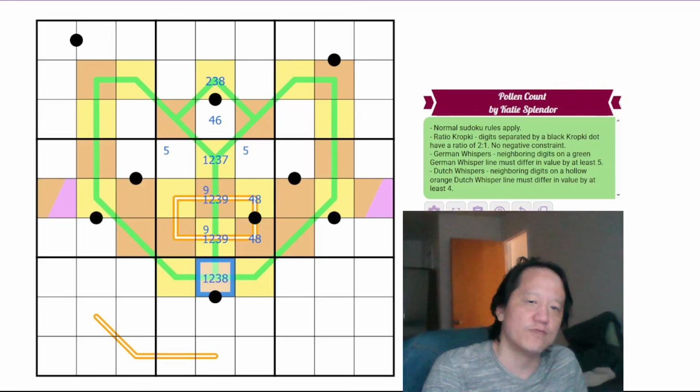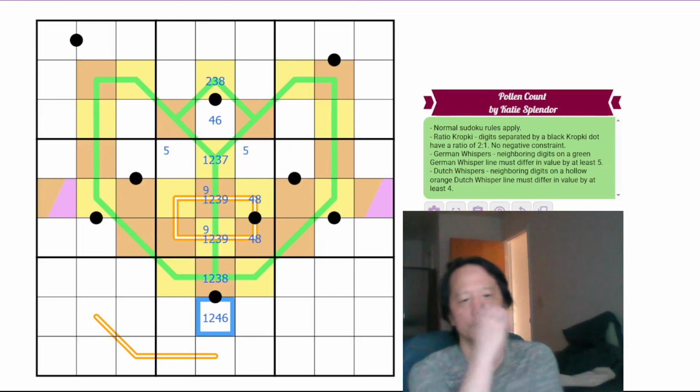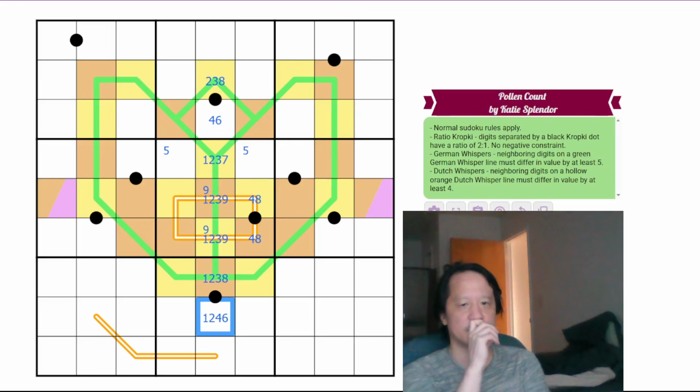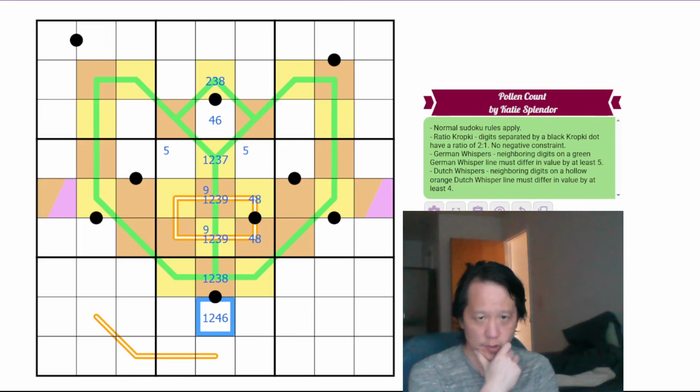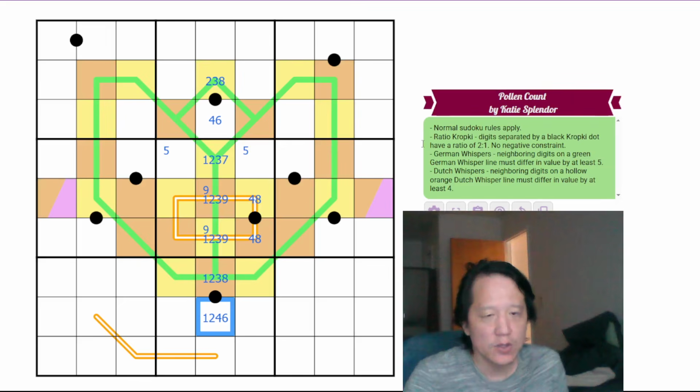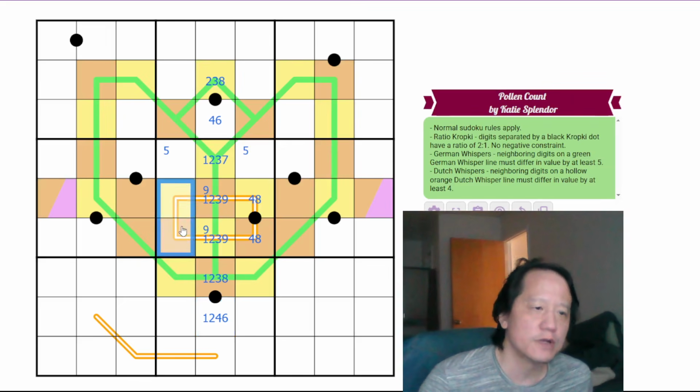So we could have 1 here, and that could be a 2 here. That is possible. 2 could be with 1 or 4 here. 3 could be with 6, and 8 can be with 4. So those are the possibilities there. We cannot have 4 here. This could be 6 or 7.